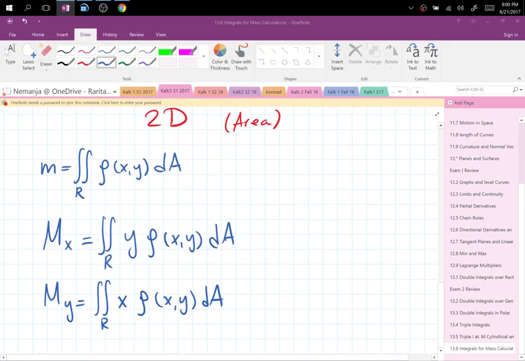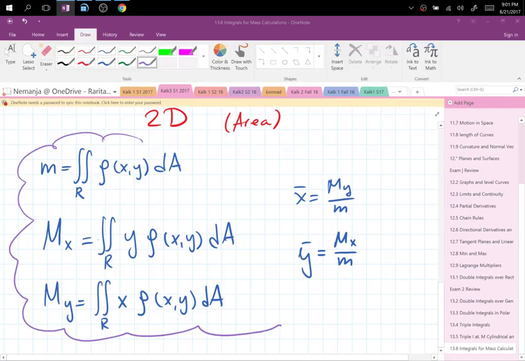And now we can find our x bar, which is you take the moment of y and divide it by mass, and then y bar is moment about x divided by m. So these are your formulas. There are 5 formulas over here. I'll put that on the cloud.